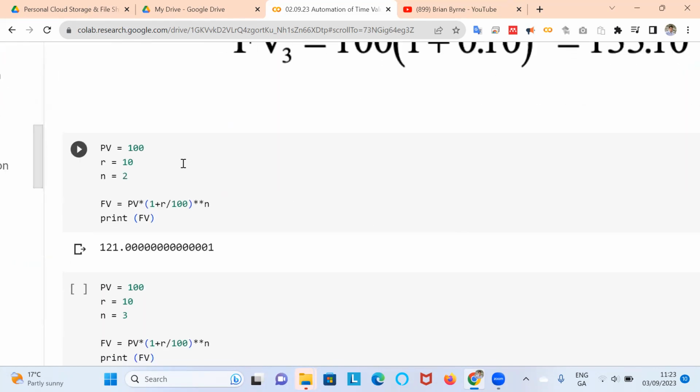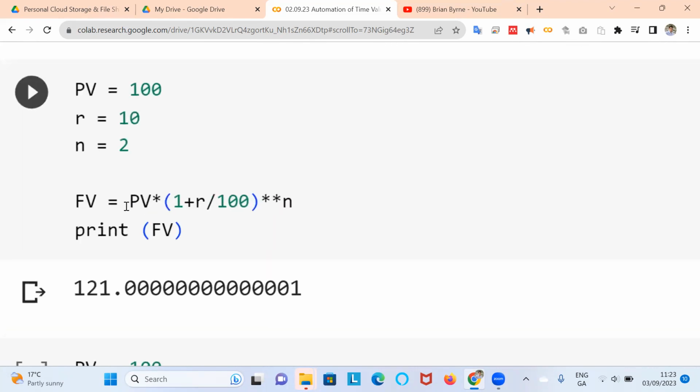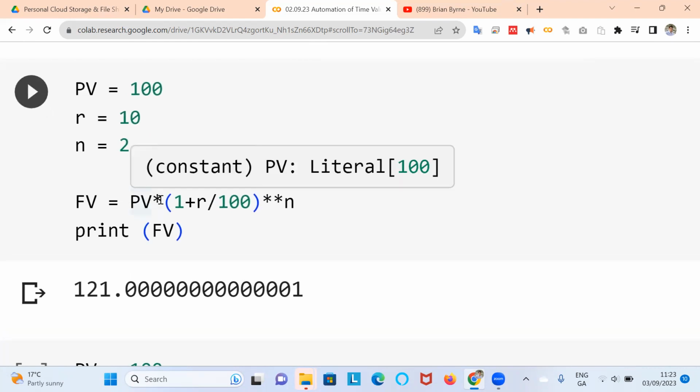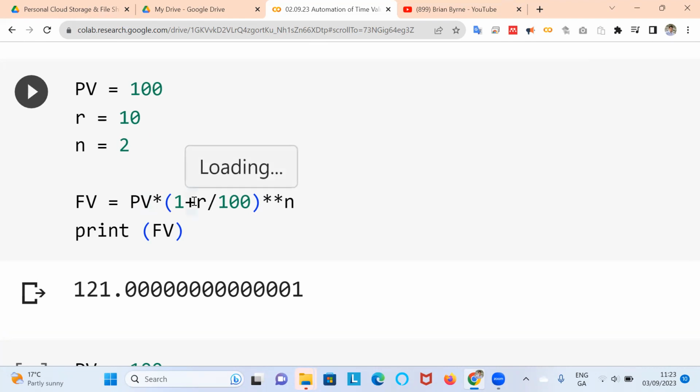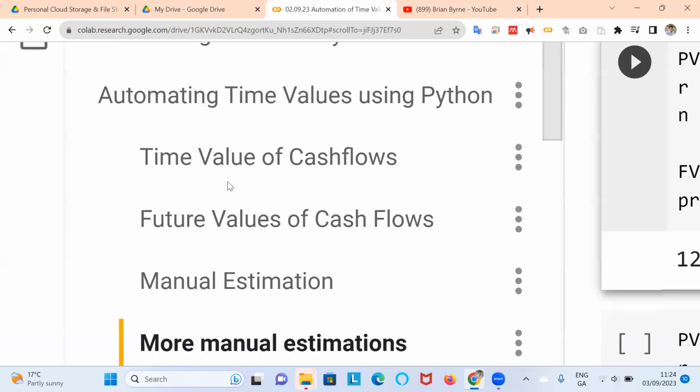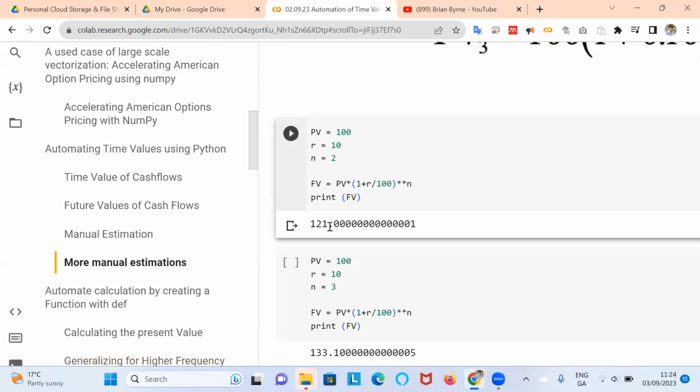And again, we can set up a formula in which to run the estimation. We can say the future value is equal to the present value times 1 plus the rate of interest divided by 100. So if R is 10%, dividing by 100 converts it to a decimal. So it's 1.1 to the power of 2. And if we print out the present value, you can see we get $121.